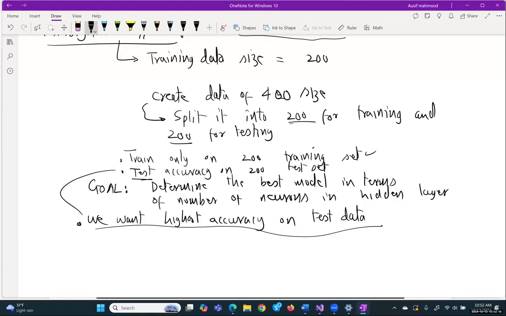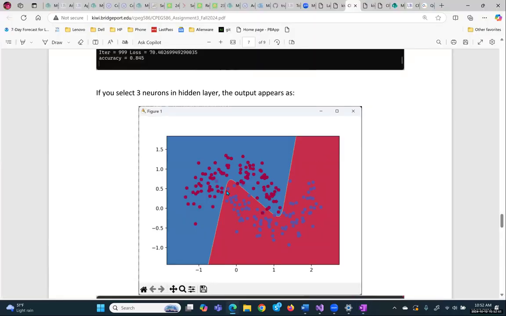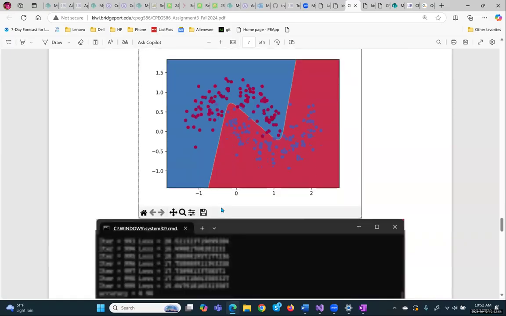And whichever model, in our case, we are creating a 2-layer network. So the number of neurons in the output is fixed, right? Because we are producing 2 categories, red and blue, either it's 1, 0 or 0, 1. From the output point of view, the question is how many neurons do we want to use in the hidden layer? As you saw in assignment number 3, let me quickly show it to you. If we use 3 neurons, this is the type of decision boundary it produces.